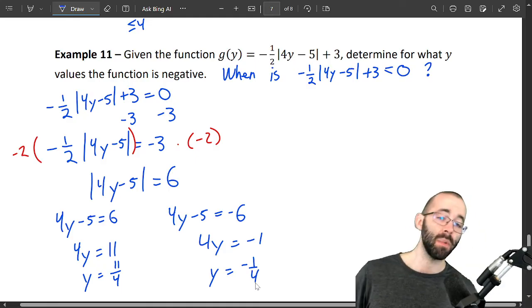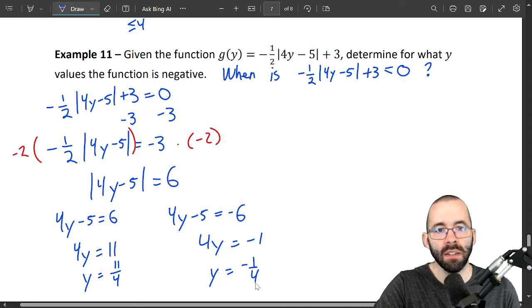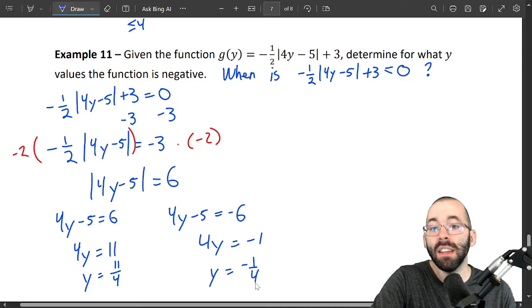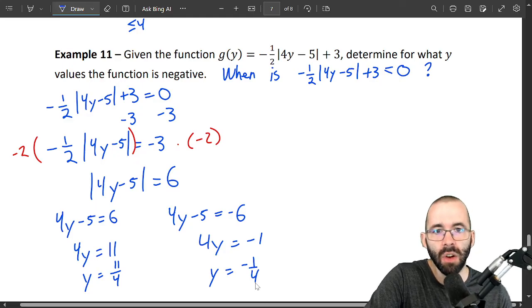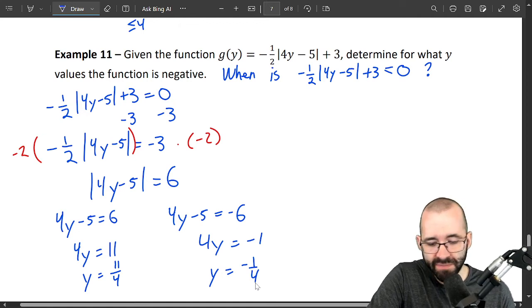So both of these numbers should make the function equal to 0. These are the horizontal intercepts. This is when the function value is 0. And we're curious, well, do we have to be on the inside of this interval or the outside of this interval? And there's two ways of doing it.